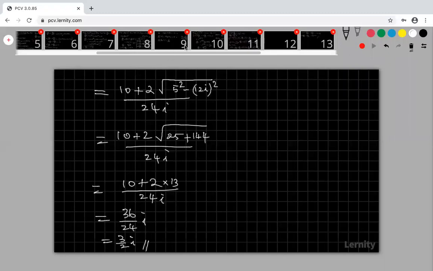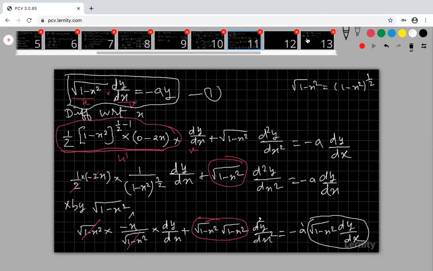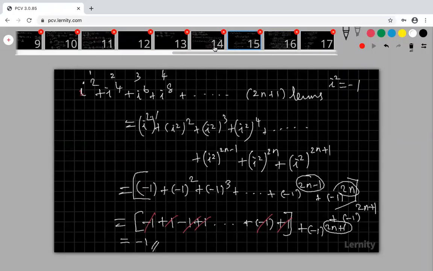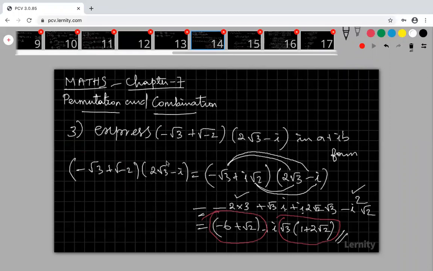Dakshina, this is our third sum, I think. What is your problem? Yeah, this is our third sum: minus root 3 plus root of minus 2, 2 root 3 minus i, in a plus ib form. We are getting the same answer only: minus 6 plus root 2, plus i into root 3 of 1 plus 2 root 2. Question also correct, answer also correct. What is the problem, Dakshina? Everything is correct only.